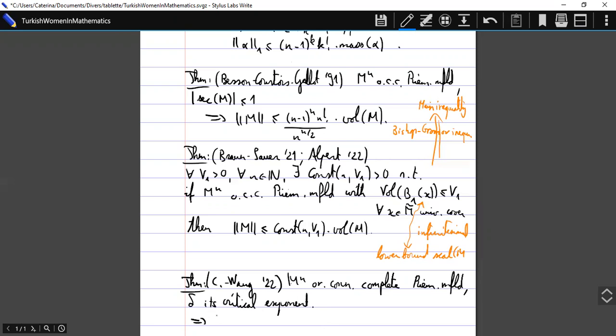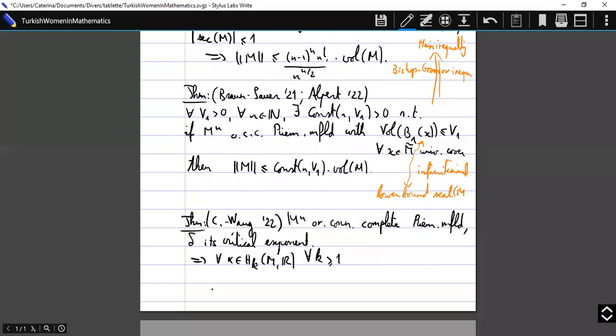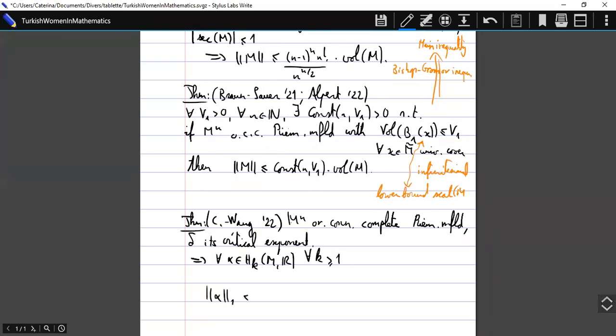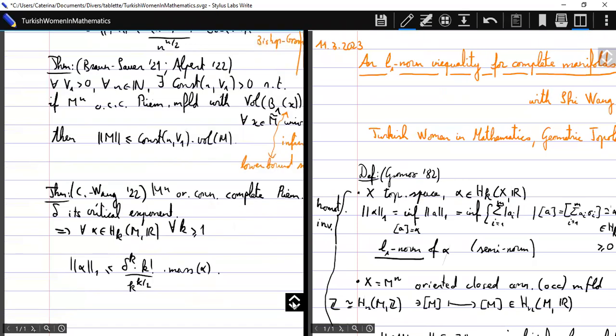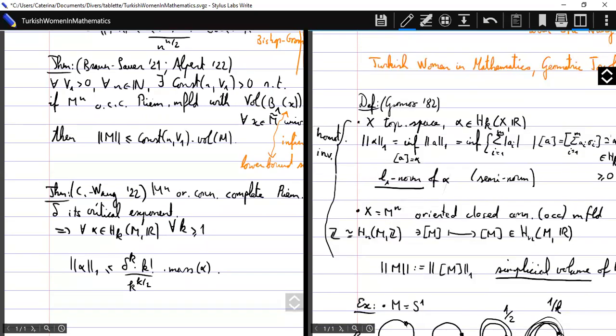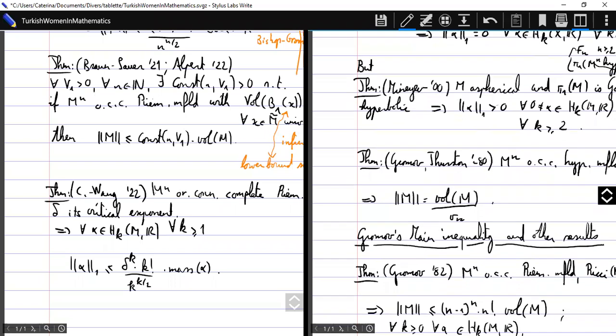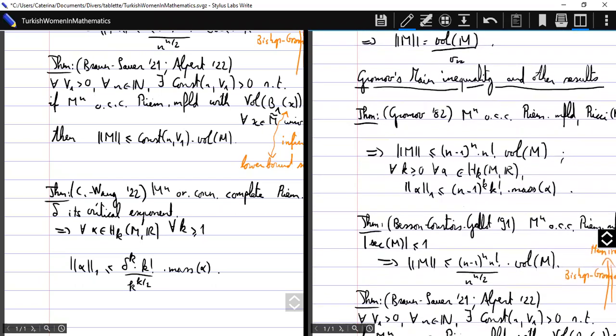Then, for every alpha in H_k(M, R), for every k at least 1, the L1 norm of alpha is a lower bound for delta to the k times k factorial times k to the k over 2 times the mass of alpha. Okay, so now for a moment, I will try to split the screen, so as to show you the two things at the same time. Here, compare this statement with Gromov's and Besson-Courtois-Gallot's statement.